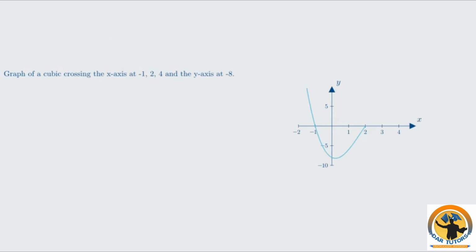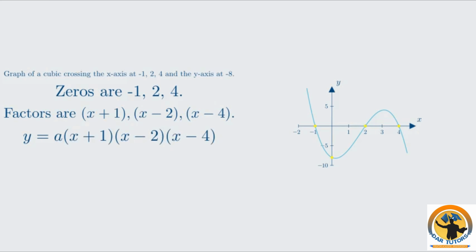Let's find the equation of a cubic from its graph. Consider this graph. It crosses the x-axis at -1, 2, and 4. It also passes through the y-intercept at -8. Since the graph crosses the x-axis at -1, 2, and 4, these are the zeros. This means the factors are x plus 1, x minus 2, and x minus 4. So the equation must be of the form y equals a times the product of these factors.